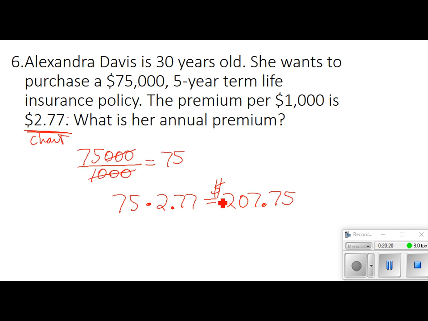So each year, her premium is $207.75. That's her annual premium. And all I did there was figure out how many units she's wanting to purchase, take that number of units times the number from the chart, which they told us in this problem, and that gives us her annual premium.